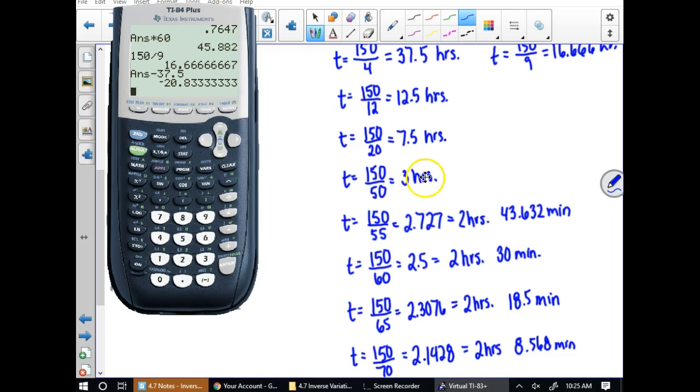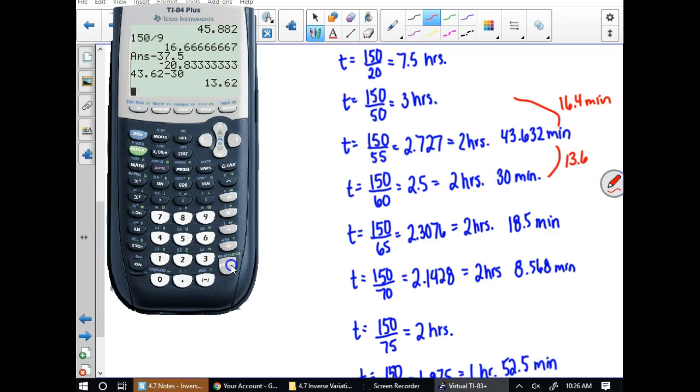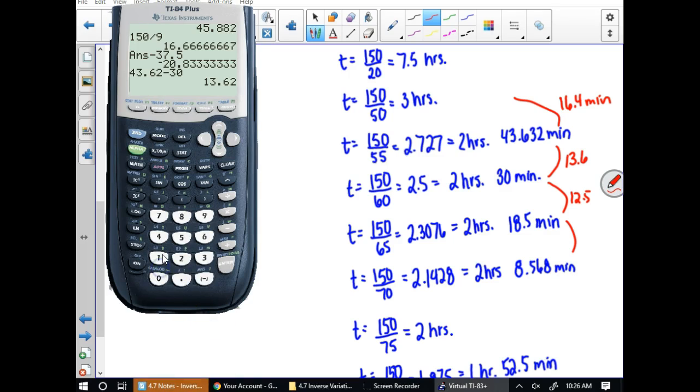However, right here, whenever I increase my speed by 5 miles an hour, I'm decreasing my time by like 16 minutes. Alright? And then right here, when I increase my speed by 5 miles an hour, that was like 16.4 minutes. Here, we decrease our time by 13.6. Here, it's going to be 12.5 minutes. Sorry, our time goes down by 12.5 minutes. Here, it goes down by 18.5 minus 8.568, so like 9.932. Here, we go down by 8.568. Here we go down by 7.5.